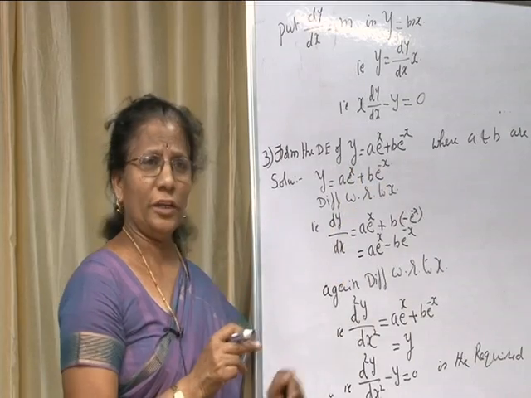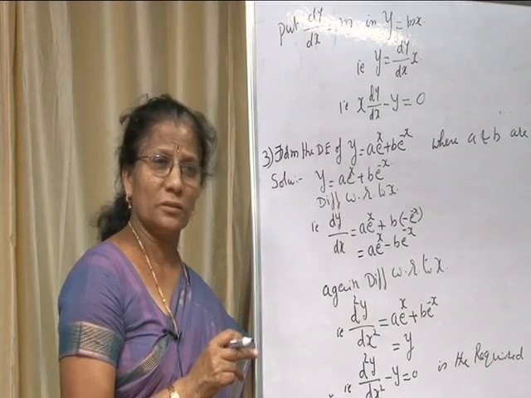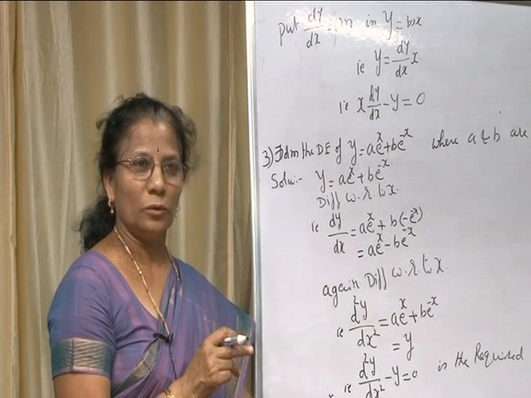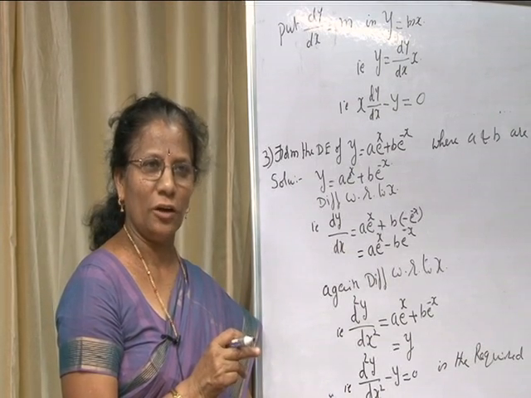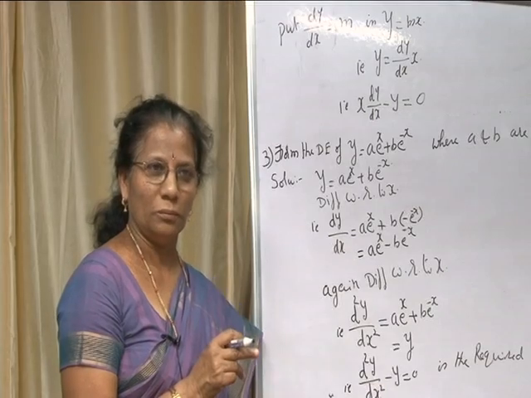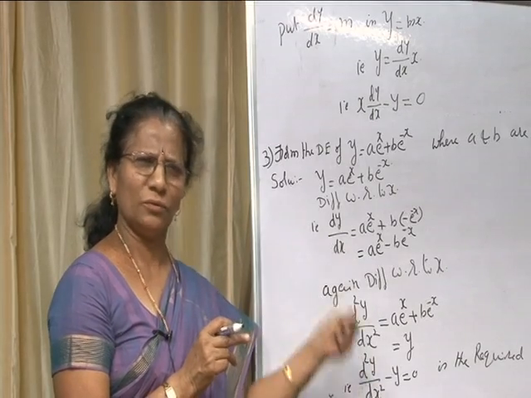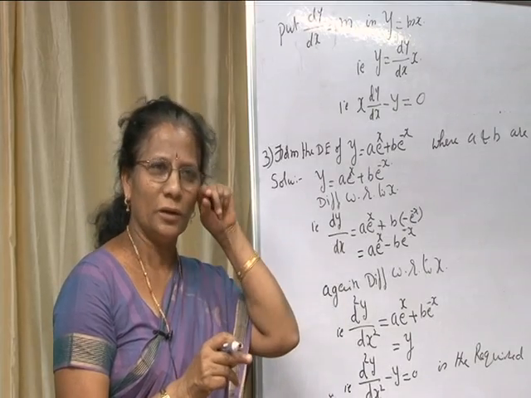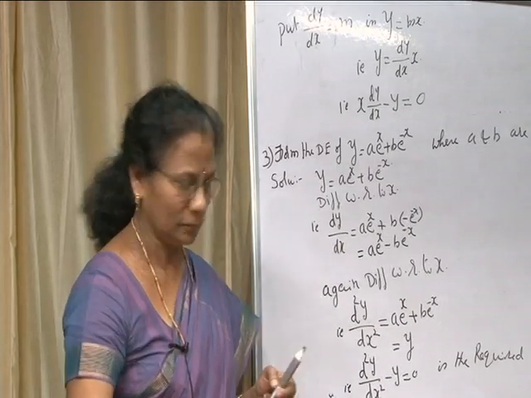There are two arbitrary constants, so twice we have differentiated. Just look at here. What is the order of this? 2, but the degree is 1. Like this, for every problem, if you verify like this, you can easily remember the order and the degree.